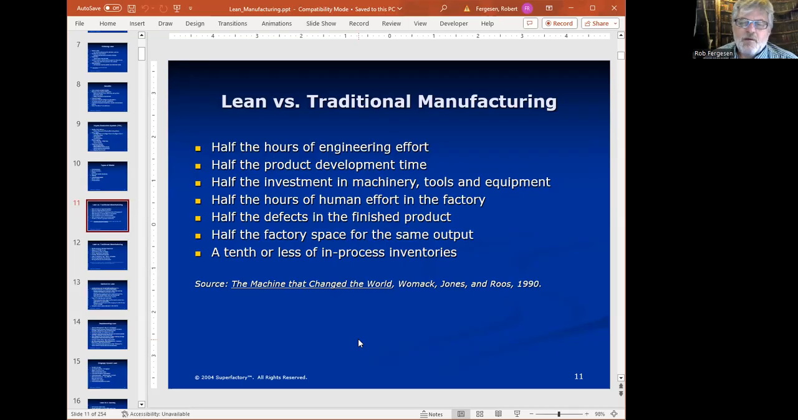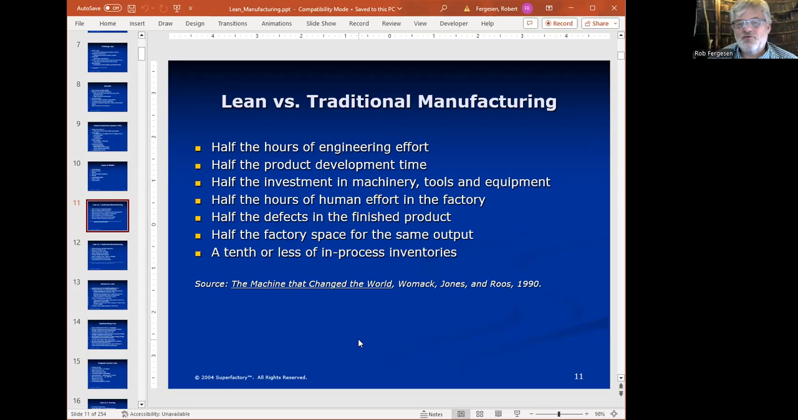So somehow, I guess this is a famous book. The bottom of this slide talks about lean versus traditional manufacturing. The book down there from 1990, the book called The Machine That Changed the World by Womack, Jones, and Roos, is probably the famous book to look up if you're going to learn about lean.